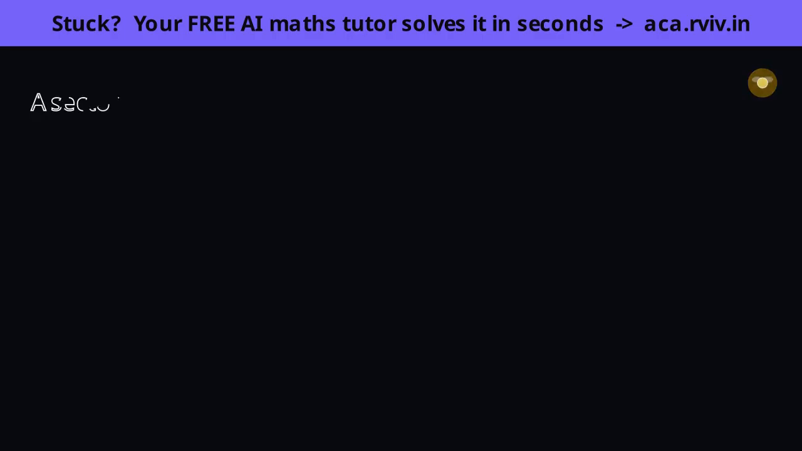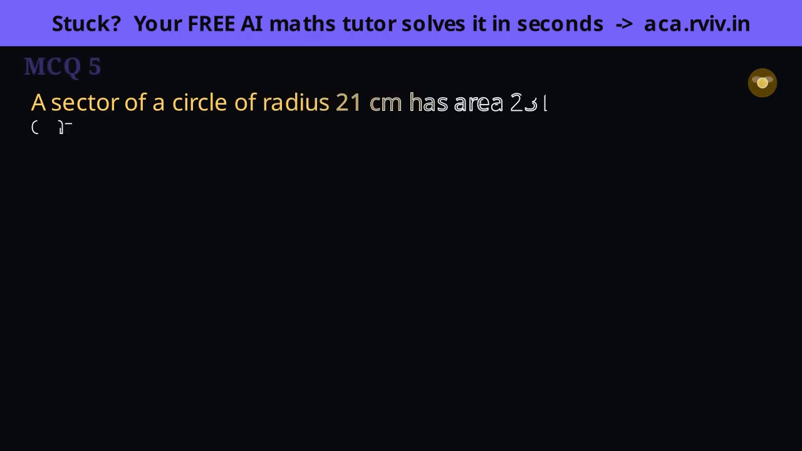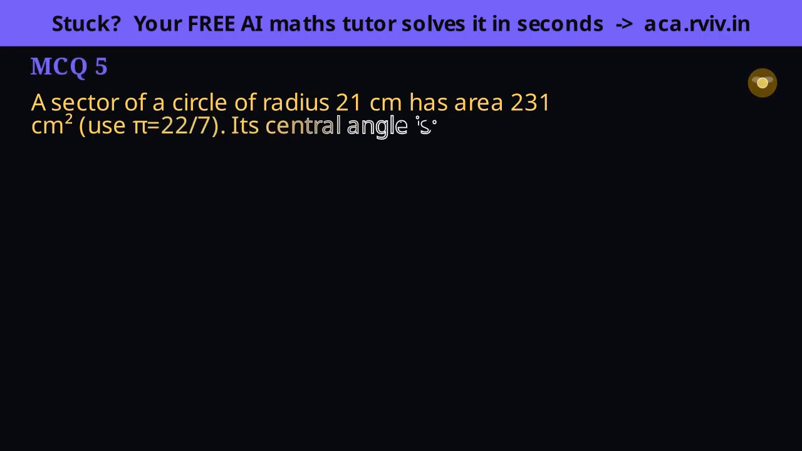This one runs the formula in reverse. We're given the area and asked for the angle. Same equation, we just leave theta as the unknown and solve for it. Set the sector formula equal to 231.